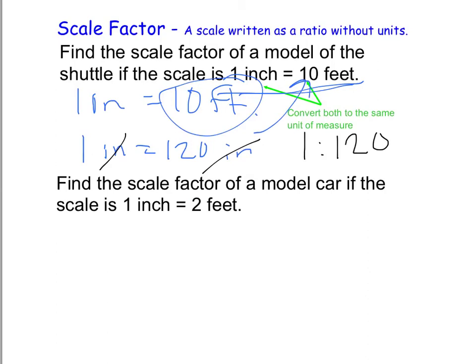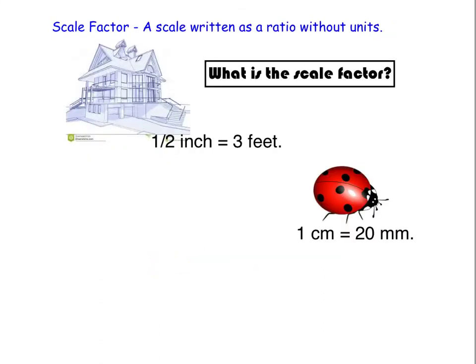Let's try the second one. 1 inch equals 2 feet. Well, in 2 feet there are 24 inches, so 1 to 24. Can I simplify that? Nope, I'm done. In your homework, it's going to look like this.